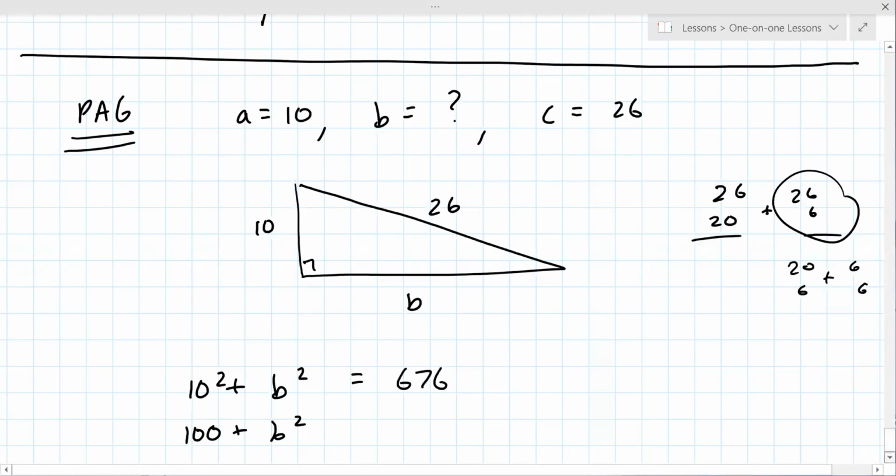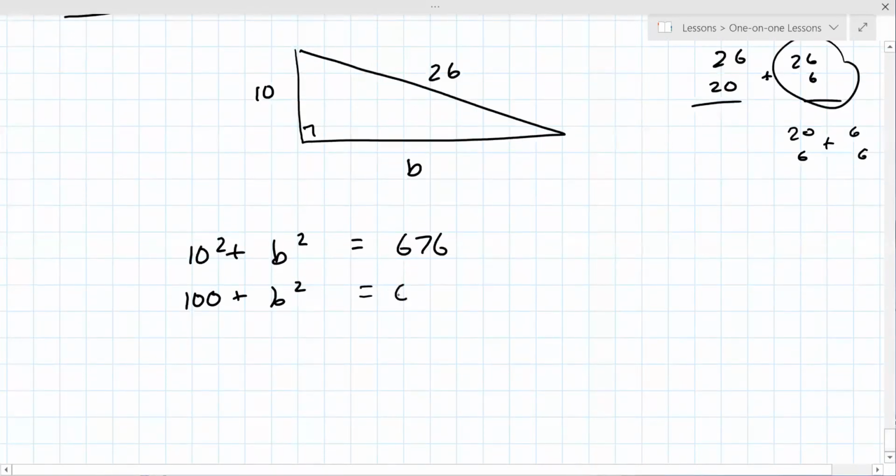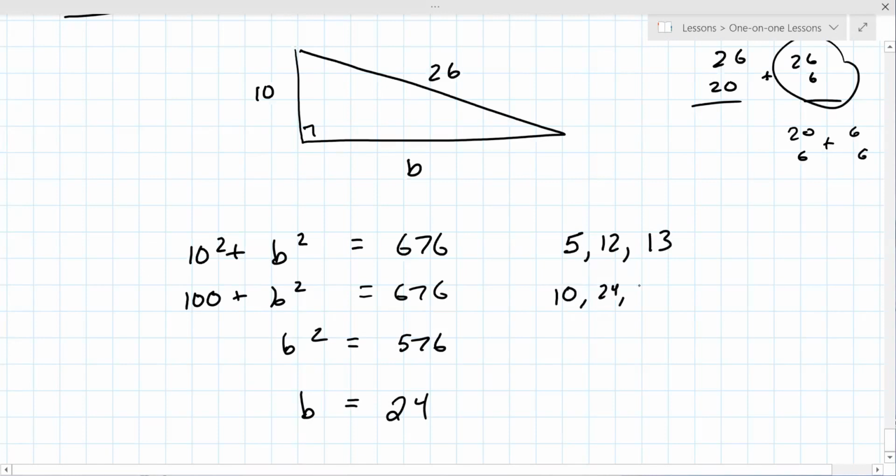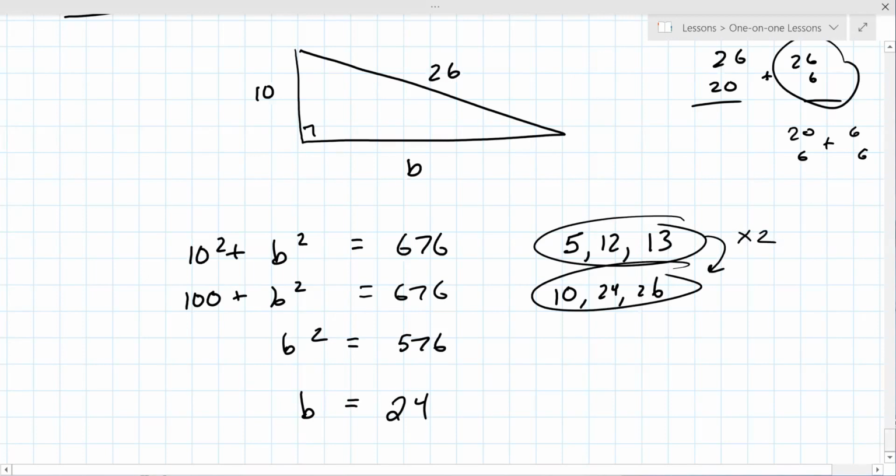So you'll have to look back and make that correction. When you subtract 100 from both sides, you get B squared equals 576. You take the square root of both sides, B equals 24. Now you should have realized this is kind of like a 5, 12, 13. It's a 10, 24, 26. How did I go from these set of numbers to these set of numbers? Multiply them by 2.